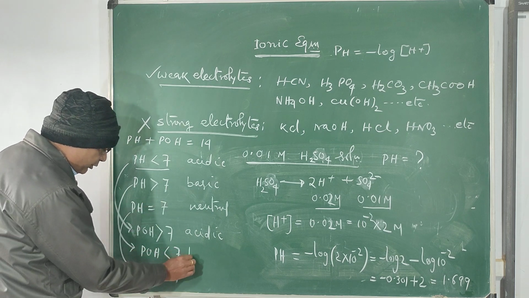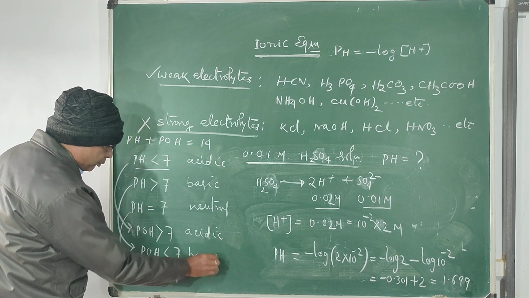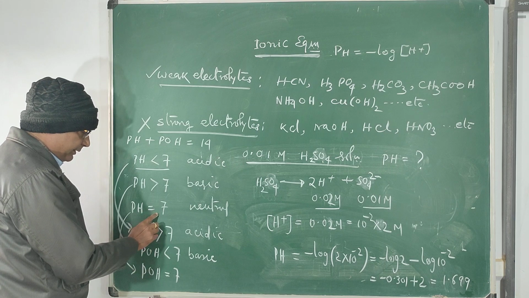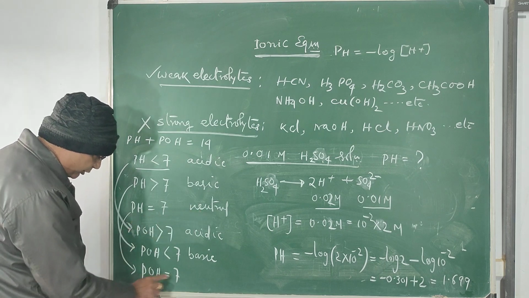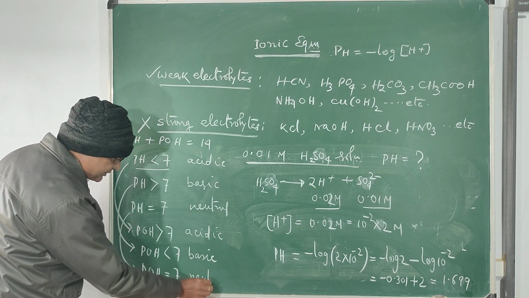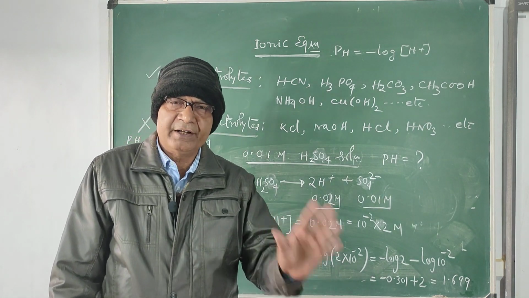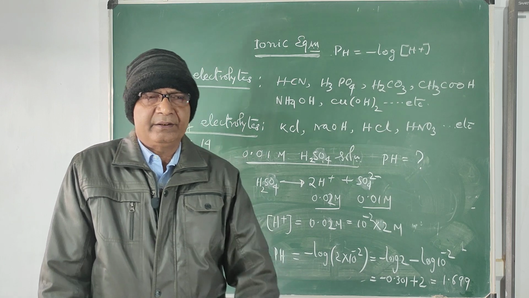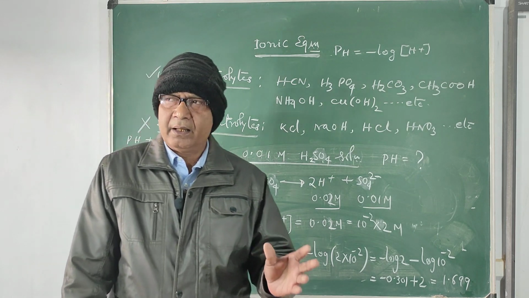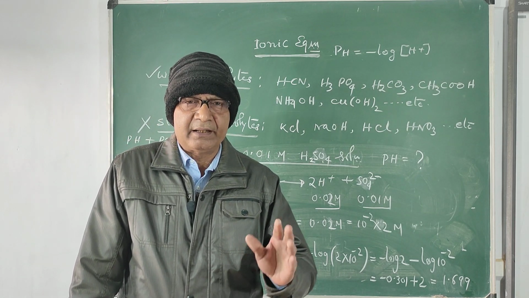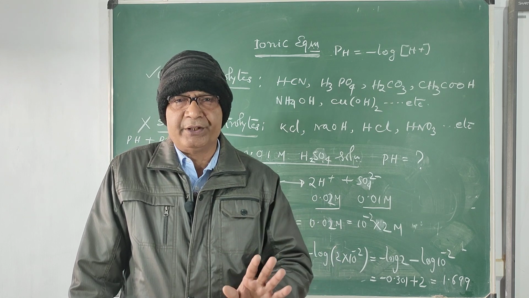pH is less than 7 or pOH is less than 7. For a neutral solution, pH equals 7 and pOH is also equal to 7. That means a solution is acidic or basic or neutral. This can be expressed in terms of pH or in terms of pOH.